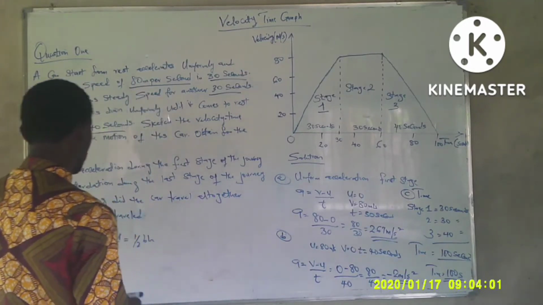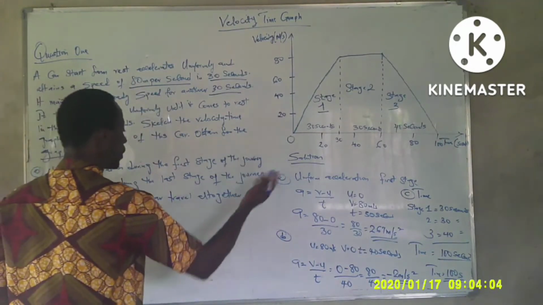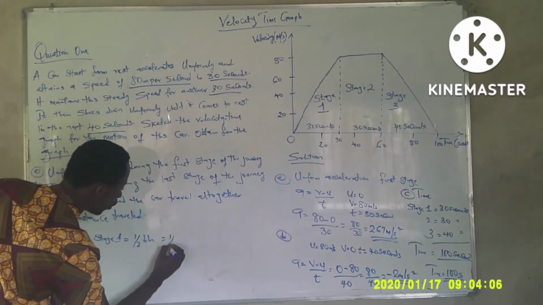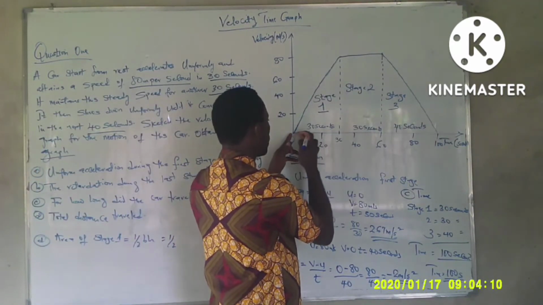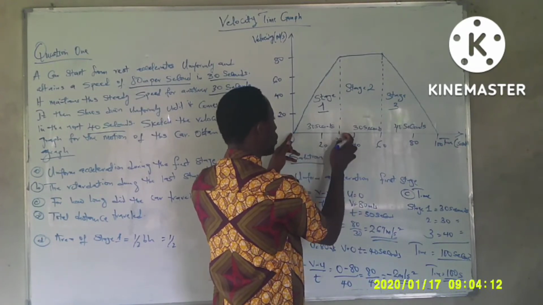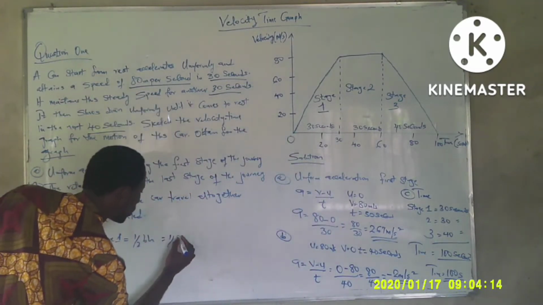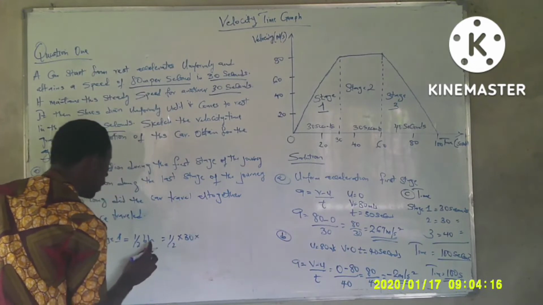So the area for stage 1 is half base. What is the base? The base is actually the time. From here to here is 30 seconds. So 1/2 times 30. Then what's the height?